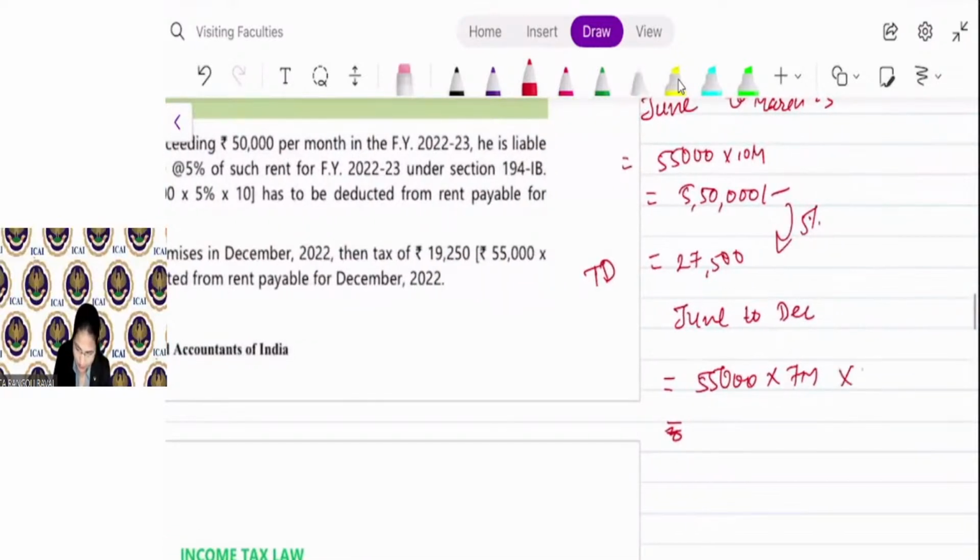57,000 into 7 months into 5% rate of TDS. So it comes to 19,250. And this 19,250 is required to be deducted from the rent of December month.